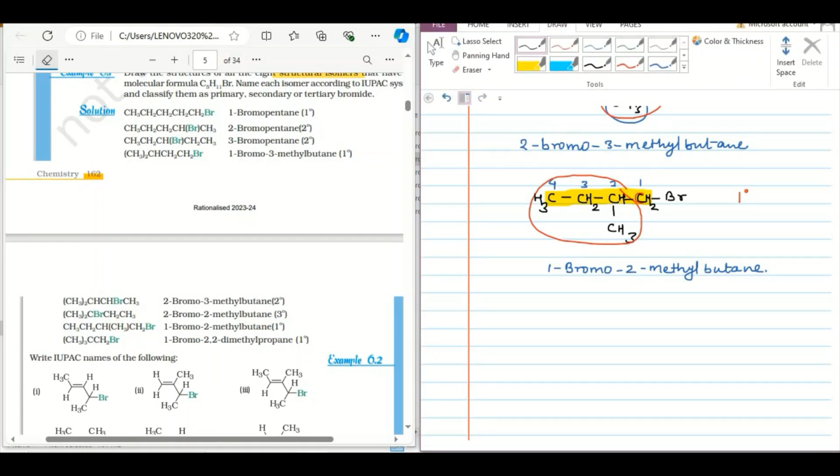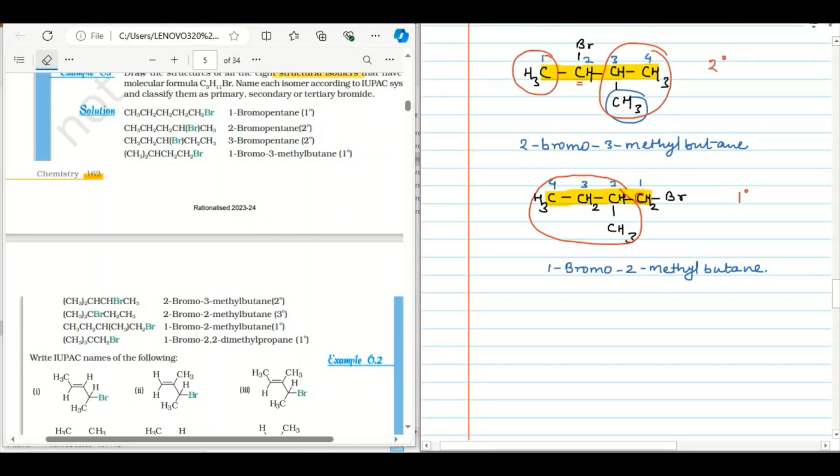So this time again we can change the position of Br. So here I can write C, C, C and C. There are 4 carbons and at the second carbon CH3 is there. This time we can change the position of Br to the extreme left corner. Now balance the hydrogen. So here CH2, here again CH2, here is H and here is CH3.